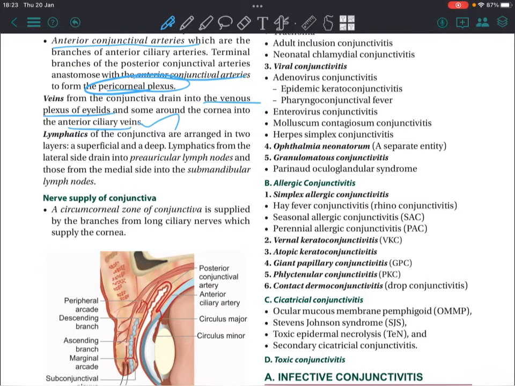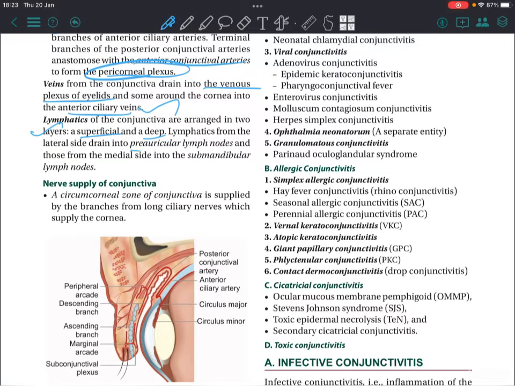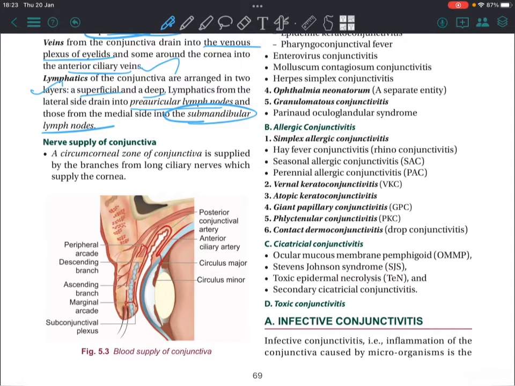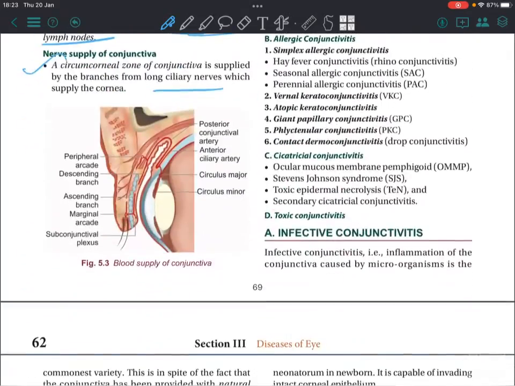Lymphatics of conjunctiva are arranged in two layers, a superficial and a deep. Lymphatics from the lateral side drain into pre-auricular lymph nodes, and those from the medial side into submandibular lymph nodes. Nerve supply of conjunctiva: a circumcorneal zone of conjunctiva is supplied by branches from the long ciliary nerves which supply the cornea.